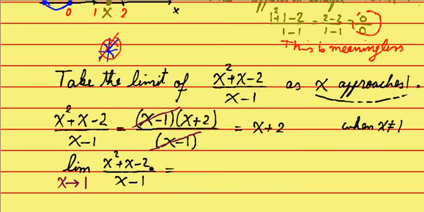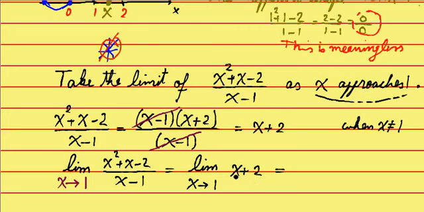Okay, this is what you want to do. This expression is same as this so long as x is different from 1. So I go ahead and write that one. So limit of x plus 2 as x is approaching 1. So now this one is easy to guess what the answer is going to be.